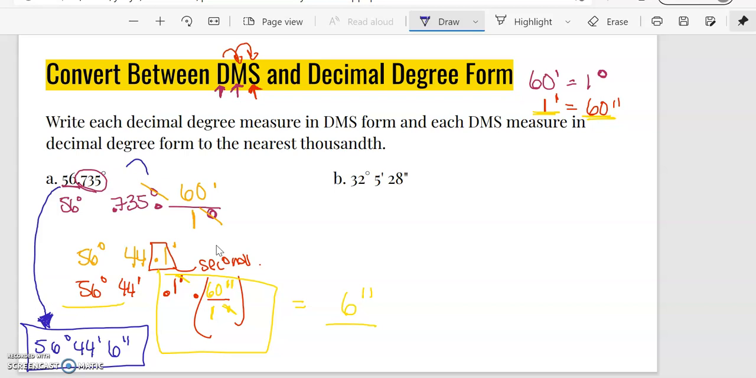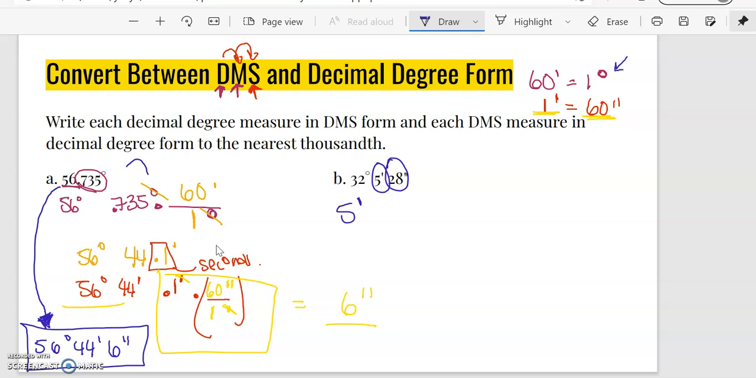All right, so now in this problem, we got to do the very opposite. We got to turn it from the degree minute second to just degree decimal form. So we just got to turn it into degrees. So let's do these two separately. So I'm going to do 5 minutes, and I want to turn it into degrees.